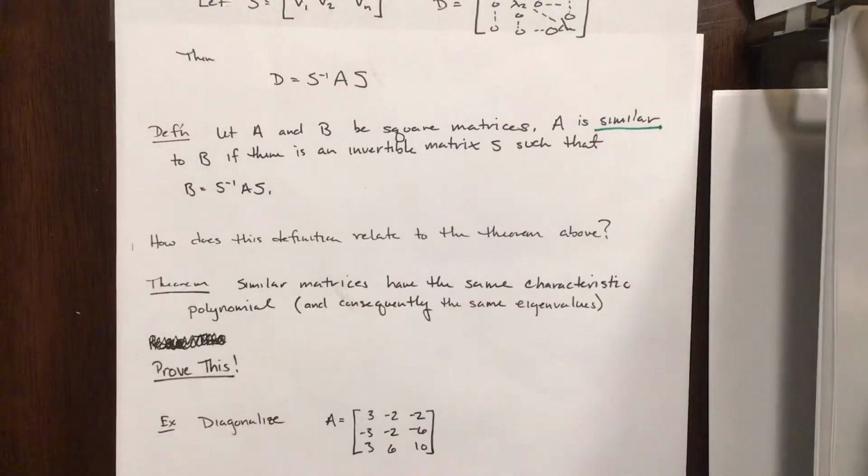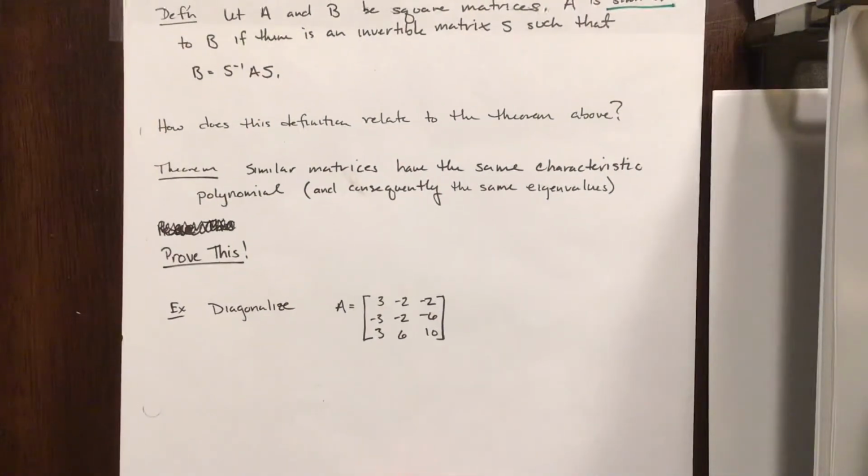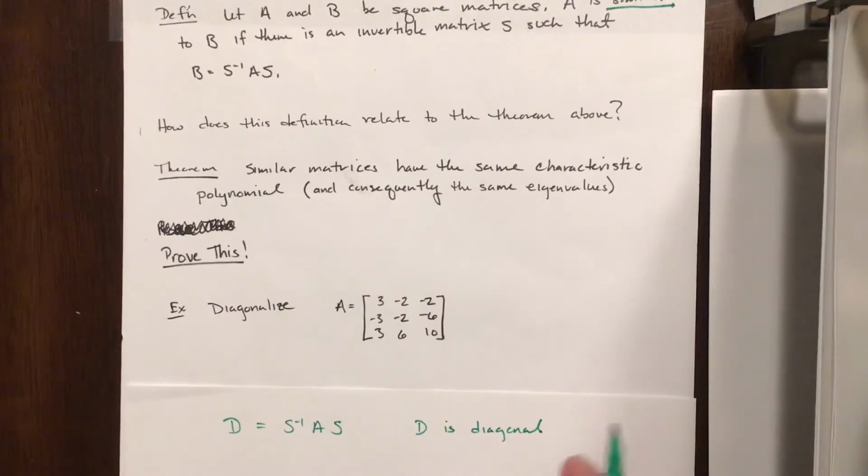Now, the last example that we want to work through, and it's an important one, is to diagonalize a given matrix. Well, what does it mean to diagonalize the matrix? It means to find a D and an S such that D is equal to S inverse AS, where D is diagonal and S is invertible.